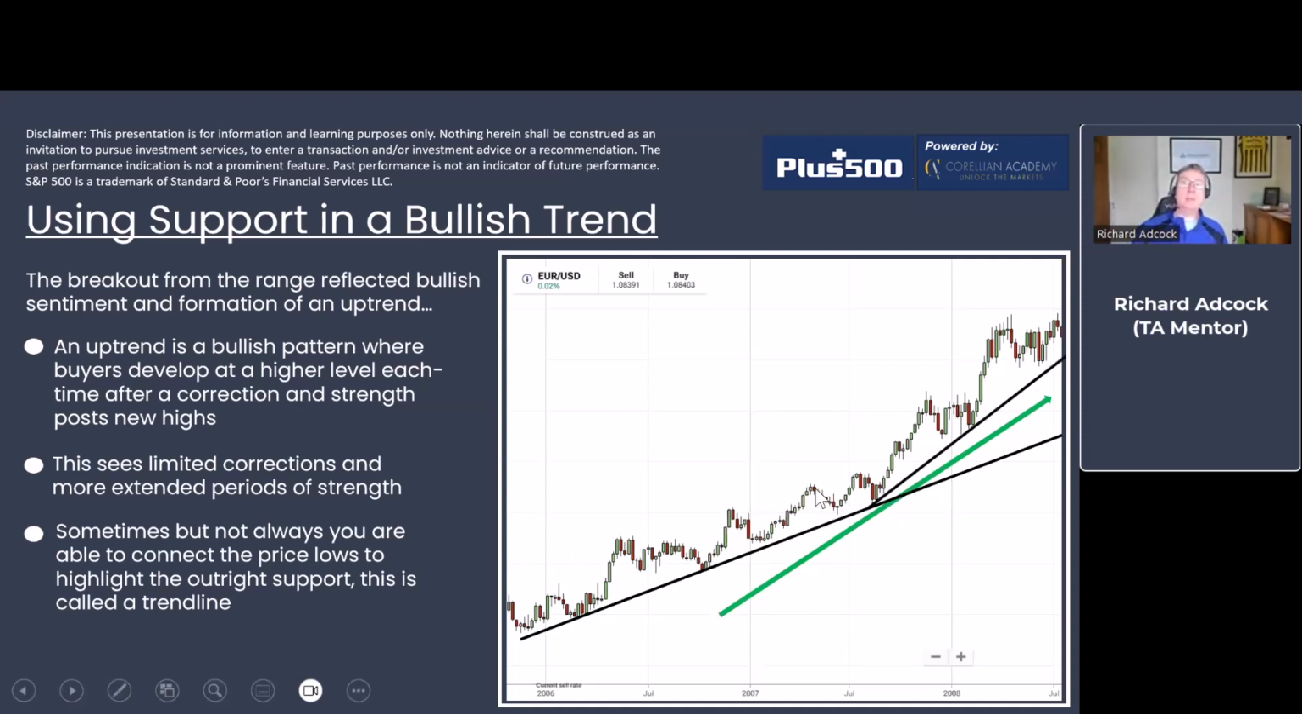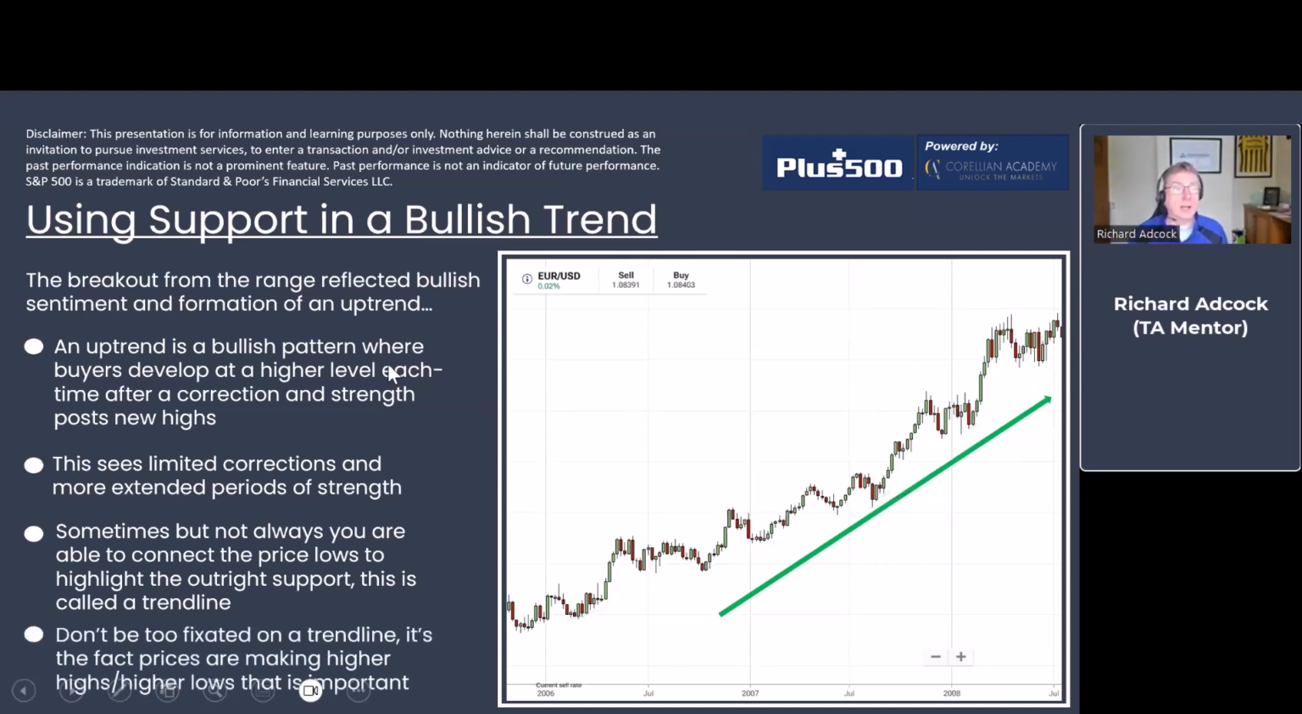It may well be that we'll see acceleration within the original uptrend, so we get a steeper trend line moving higher to reflect a steeper and higher support point as that bullish sentiment continues to build, but always within a pattern of higher highs and higher lows. What I would say is don't get too fixated on a trend line. It's more the fact that prices are making higher highs and higher lows that's important.